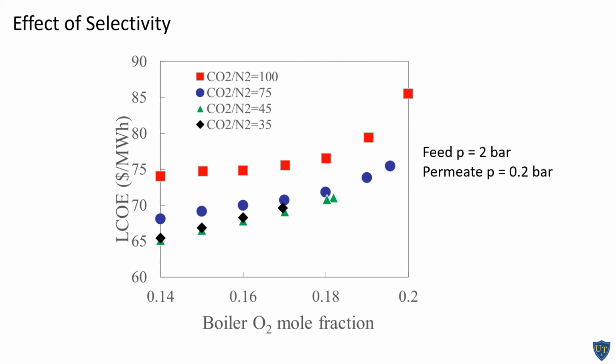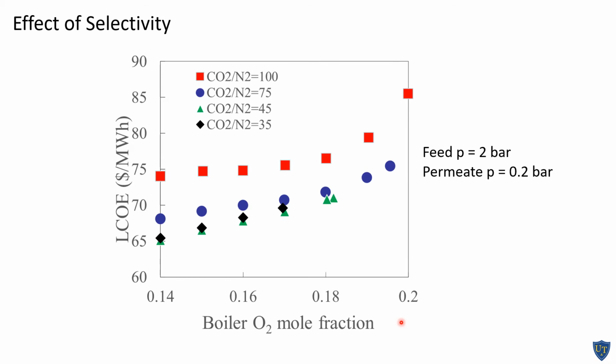Now remember, once we specify a CO2 nitrogen selectivity, we've also specified a CO2 permeability because we're moving along the upper bound. As we choose a higher value for the selectivity, we're also choosing a lower permeability for CO2. What's plotted here is the levelized cost of electricity in dollars per megawatt hour as a function of the boiler feed air oxygen mole fraction. Now in the MTR process, we have these two membrane stages, the enriching stage and the stripping stage.